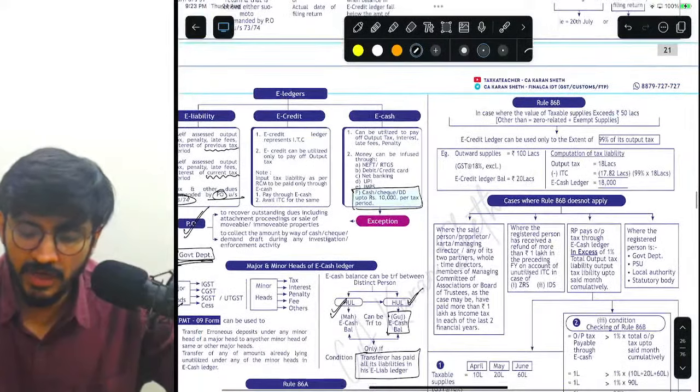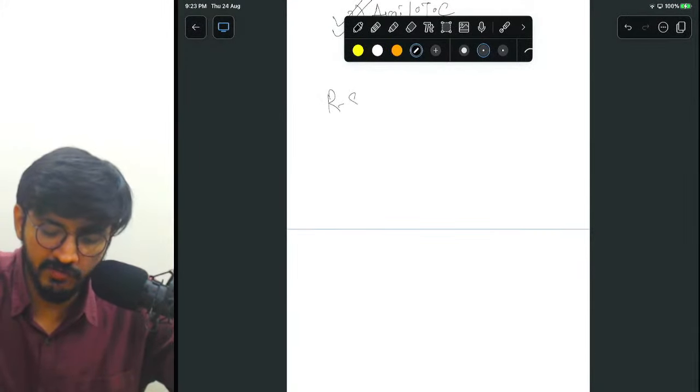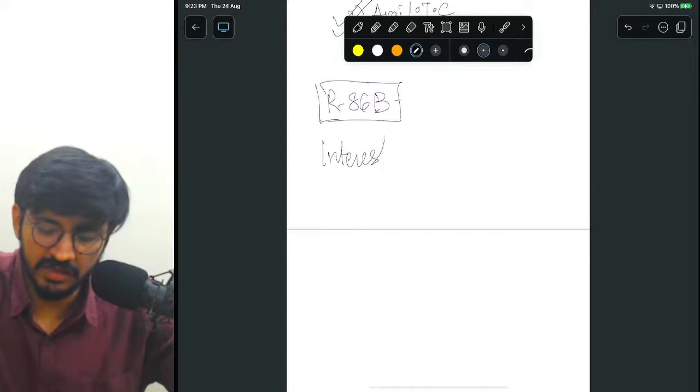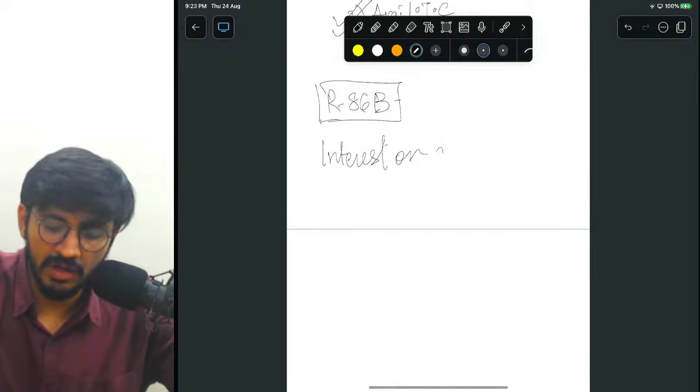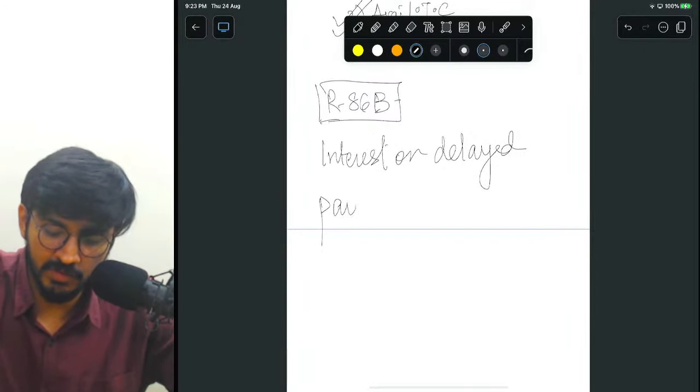Now there are only two things left, my dear friends. One is obviously Rule 86B, which has recently come, and second is the amendments in interest on delayed payment of tax.